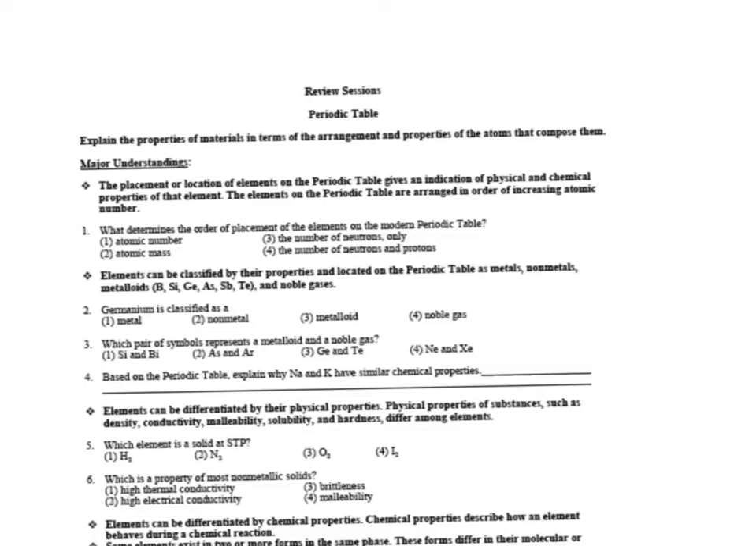As in all reviews, in bold we have the major understandings. These are the big ideas you should study before the test. After that, we have some practice questions. Let's get started in looking at some of the major understandings and the big ideas about how the periodic table is arranged and the major parts of it.